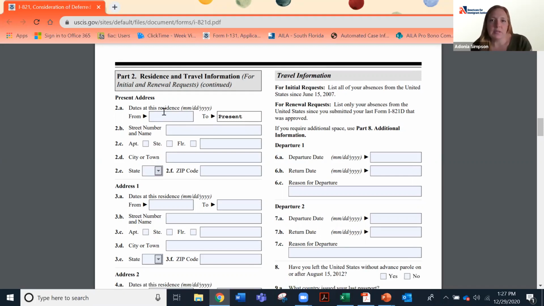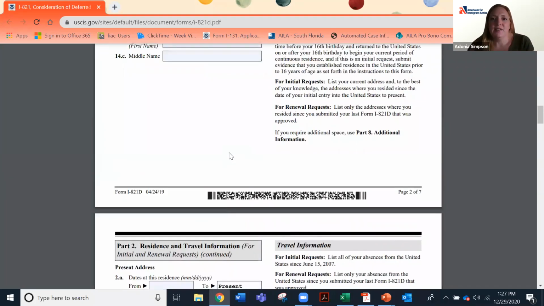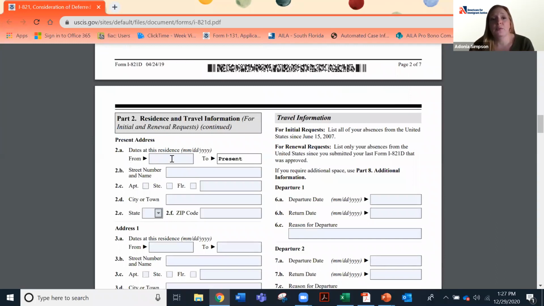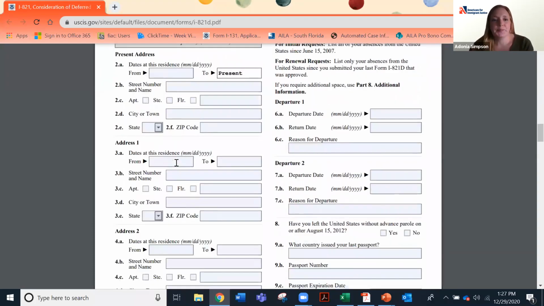Just to the best of your ability, think of all the places that you've lived and resided at since June 15, 2007. There is an additional page on the application. So if you've moved around a lot, you may have to use the final page to fill in any missing addresses. You're going to start off with the most current, your present address. So where are you at right now? And then work your way backwards.